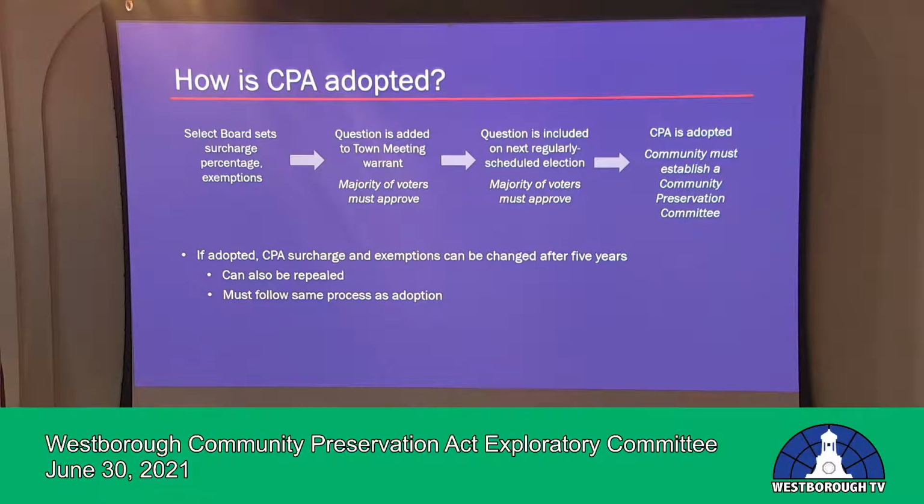So the select board would decide on a surcharge percentage and any exemptions that they wanted to adopt. The question would be added to a town meeting warrant. If a majority of the voters approve at town meeting, the question would be placed on the next regularly scheduled ballot. And again, if a majority of voters approve there, CPA would be adopted here in Westborough. We would then need to establish our own community preservation committee. Once adopted, CPA and the exemptions must remain in place for 5 years. But after that, you can change the surcharge percentage, the exemptions, or completely repeal it. But you must follow the same process that you did to initially adopt it.